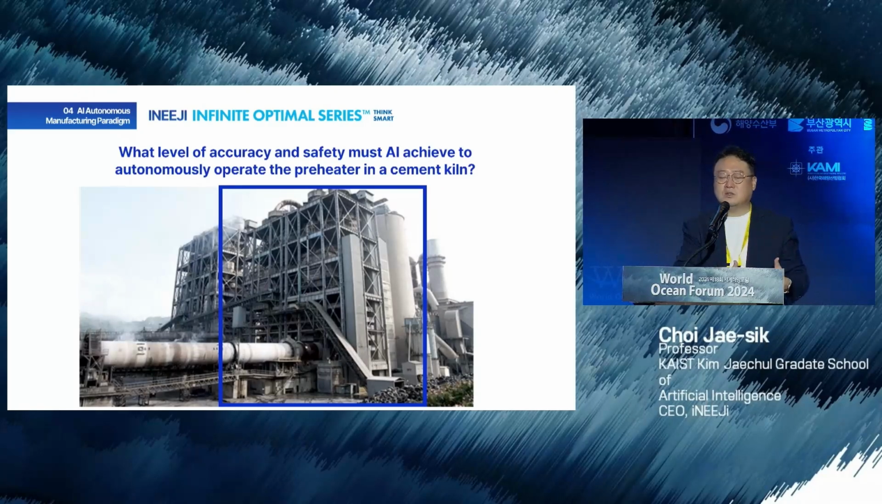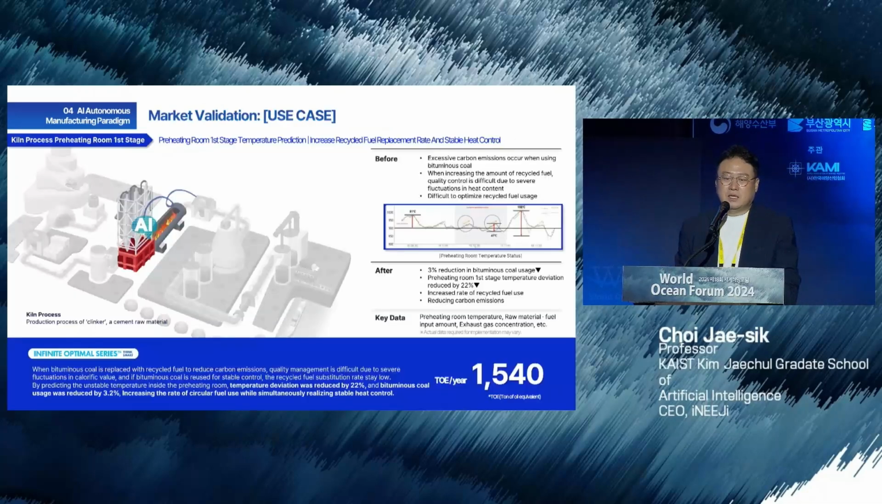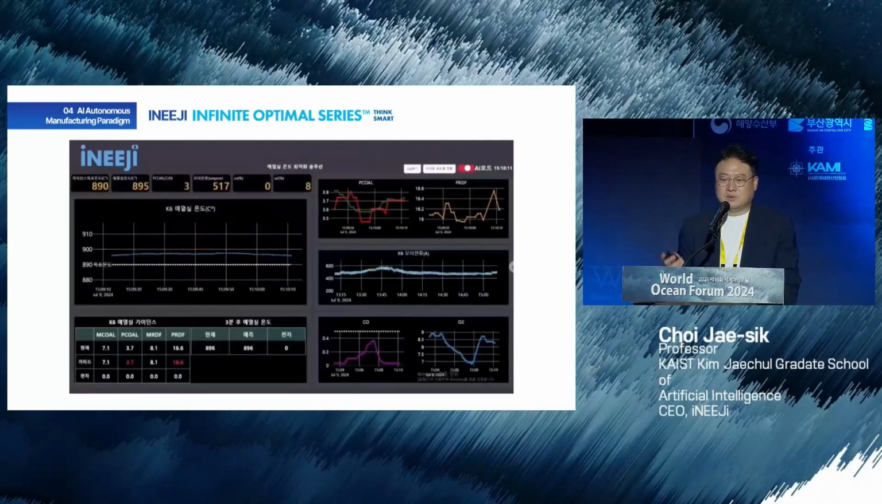So for operators, they all know that AI is accurate, AI is good, but what really matters to them is that they have to be able to know, they have to have this visibility of how it works to make sure that the machine works. So the kiln that I just mentioned, the target temperature is 890 degrees Celsius.